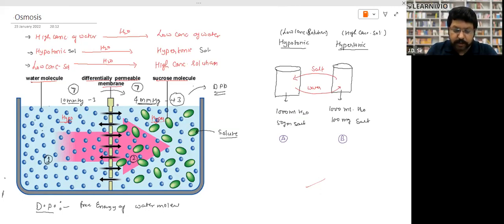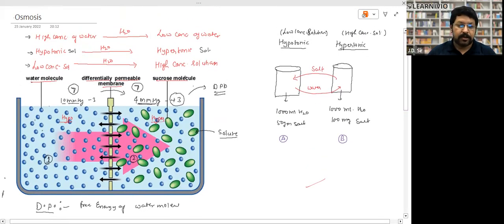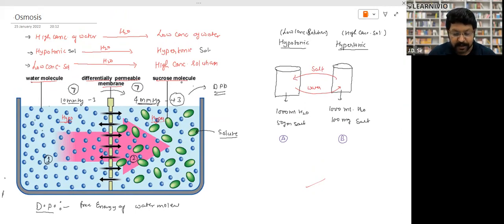So suppose this is the water molecule and this is the sucrose molecule. So this is the solution. Try to understand. This sucrose solution has high concentration, right? And this water side is hypotonic. So this is hypotonic, I have written, and this is the hypertonic. Now we have separated them, and suppose the concentration is 10 millimeter Hg, that is the pressure, and here it is 4 millimeter Hg. That is the diffusion pressure, right?